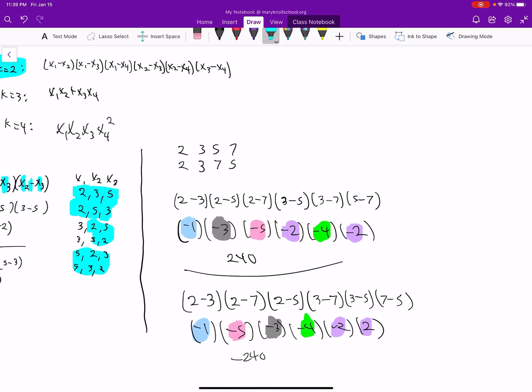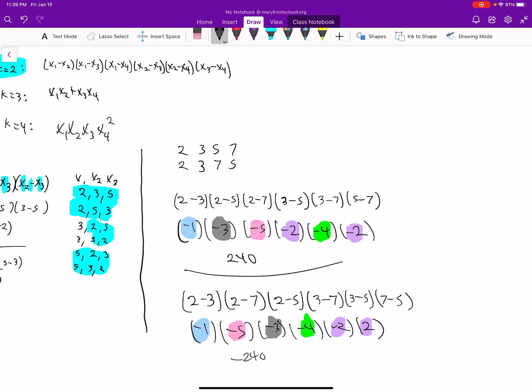We can get 2, 3, 5, 7, 2, 3, 7, 5. And this has a whole lot more permutations. I guess I won't list them out because it's too many, but 2, 3, 5, 7 and 2, 3, 7, 5 are going to be opposites. So negative 240 and positive 240. Now let me show you what I mean by you get the same values, or everybody gets subtracted by everybody and you'll get the same values.